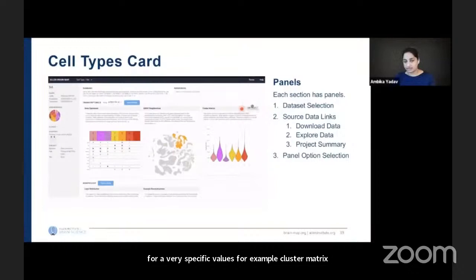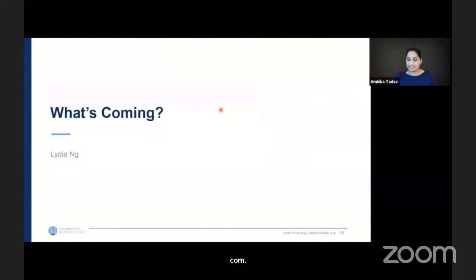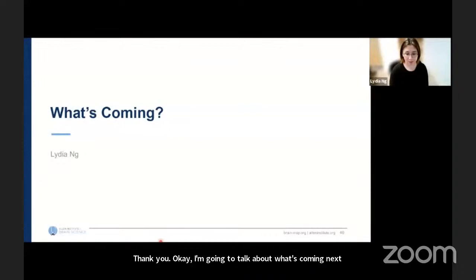That's all for the demo. I'll now hand it over to Lydia to talk about what's coming up next. Thank you, Ambika. I'm going to talk about what's coming next for the Cell Type Explorer.